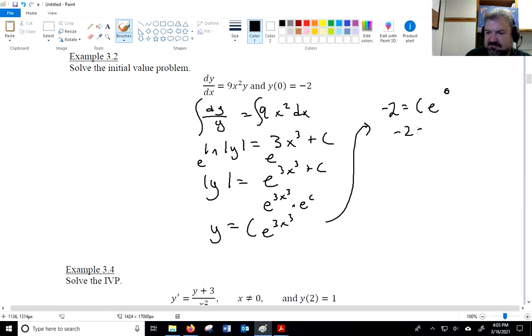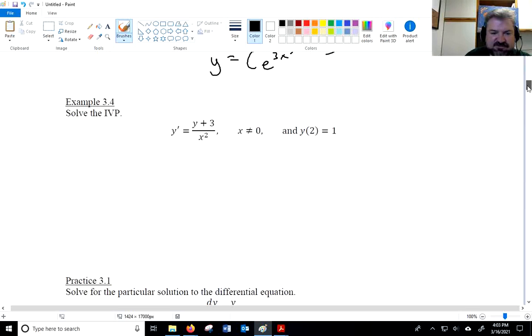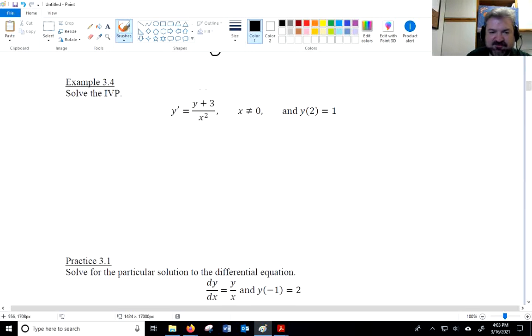And so I get negative 2 equals c. So y must equal negative 2 e to the 3x cubed. All right, now there is no example 3.3 for some reason, but we'll just skip to 3.4.